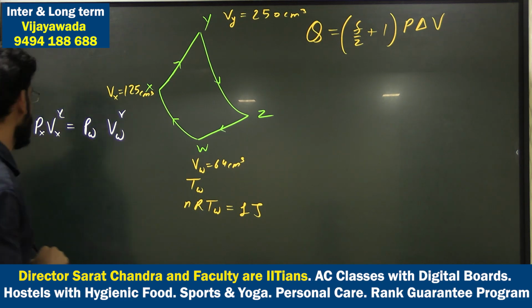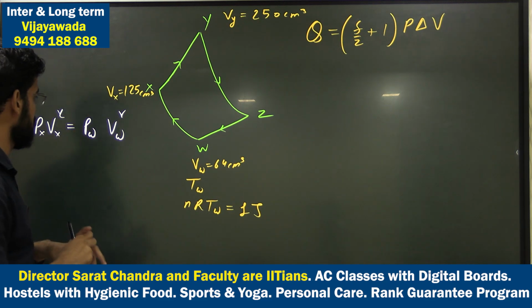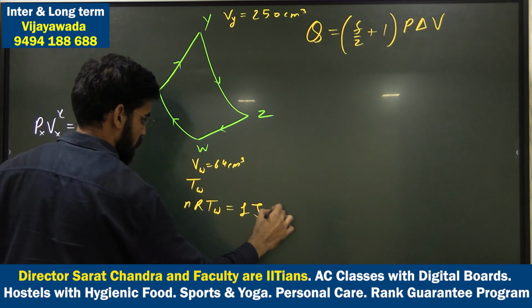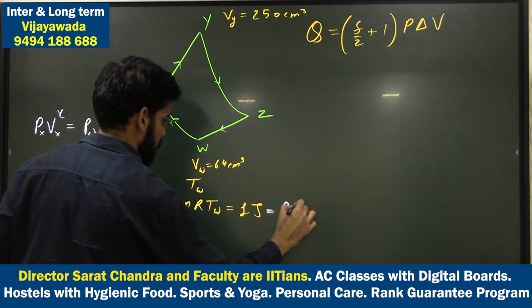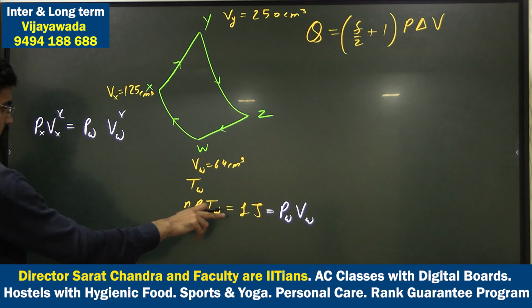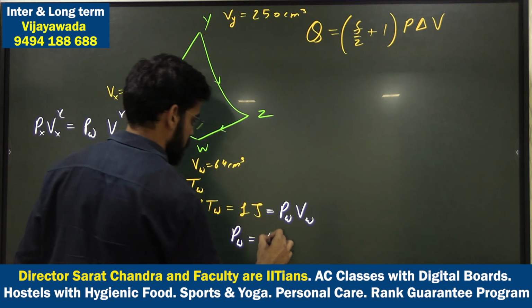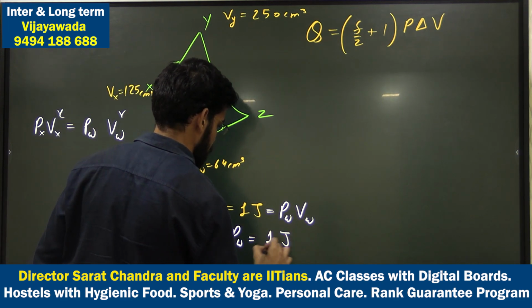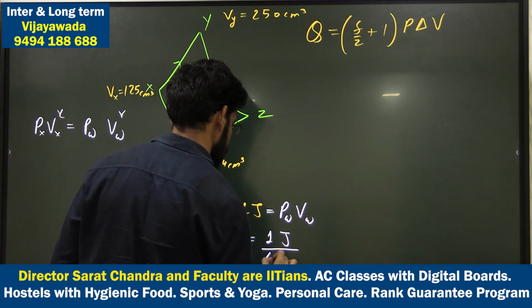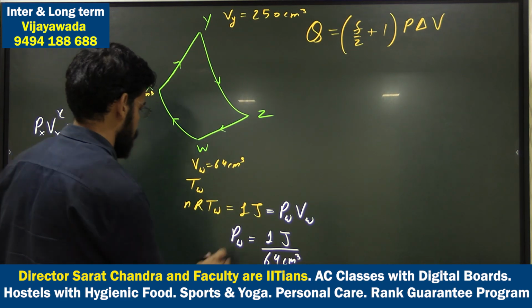So both volumes we know. Here pressure Pw we don't know, right? It's okay, hold on, I will replace from here. nRTW is 1 joule, so nRTW is also equal to Pw into Vw. So Vw I know, and Pw comes to 1 joule divided by the volume. Let's keep the volume in centimeter cube only. Vw is 64 centimeter cube. I will write down the unit because I don't want to convert, and I will tell you why. So Pw comes to 1 by 64 per centimeter cube.